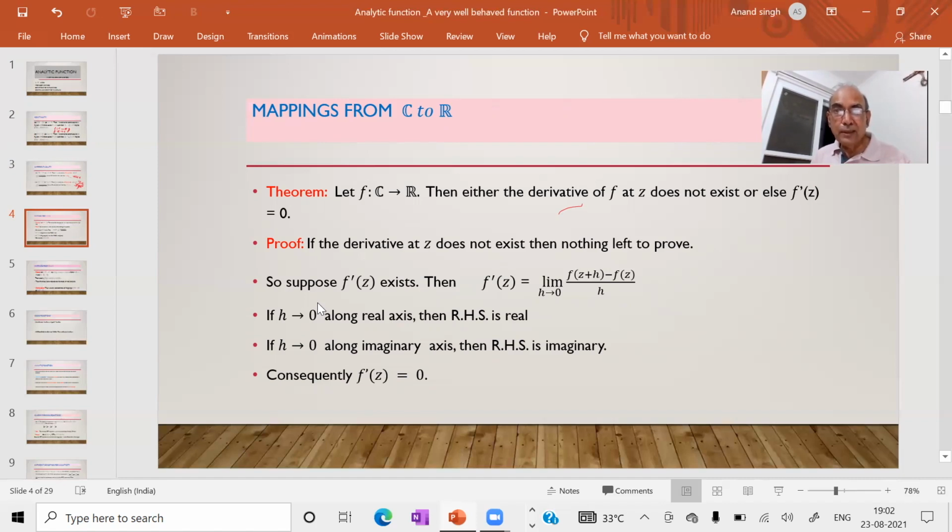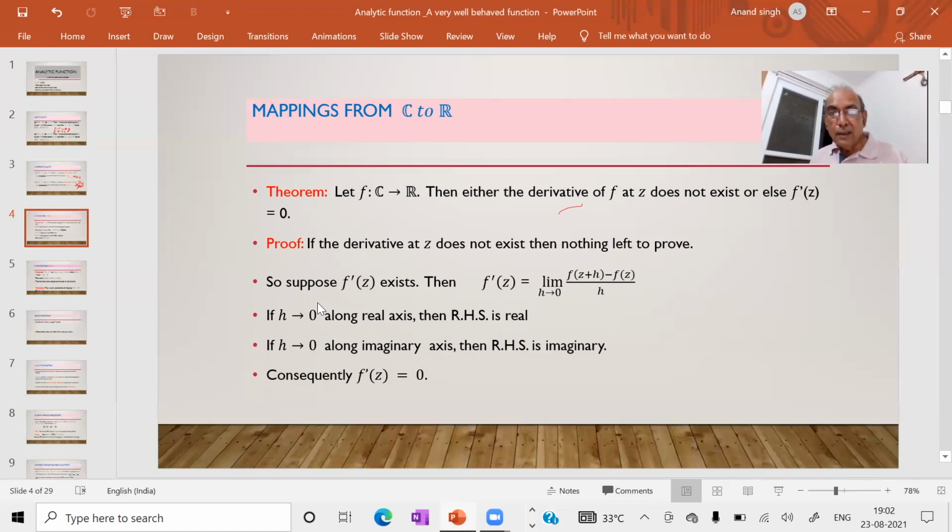But let's try to give a proof for this result. If the derivative at z does not exist, then there is nothing left to prove. But suppose the derivative does exist. Suppose f dash of z exists. That means the limit as h tends to 0 of f of z plus h minus f of z over h does exist. Now observe that h is tending to 0 in the complex plane, so it can tend to 0 from different directions.